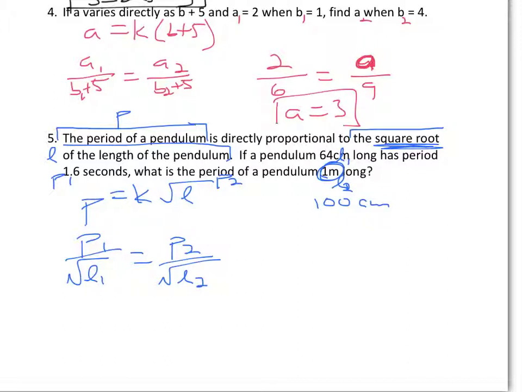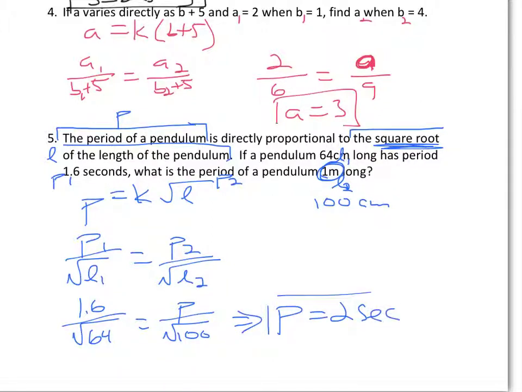So P1 is 1.6 over the square root of L1 is 64. P2 is what we're looking for, and L2 is 100. So we've got 1.6. Basically, we're going to have 16, right? 10 times 1.6 is 16, and equals 8P, so P equals 2 seconds. That's all for direct variation.